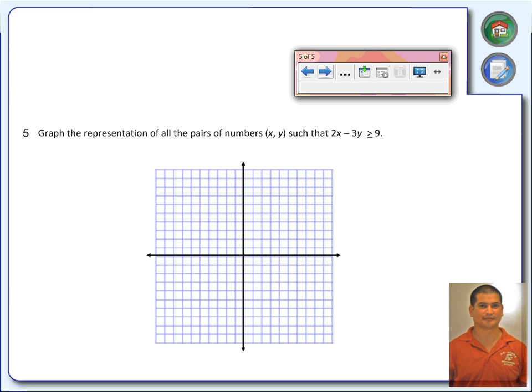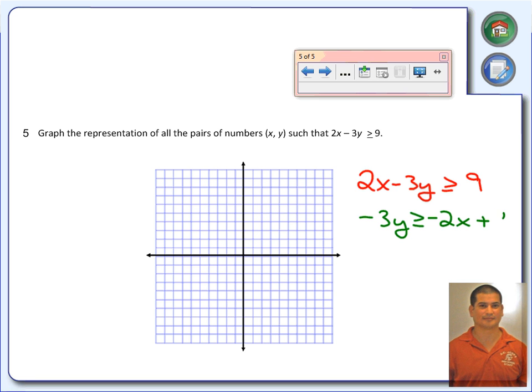Number 5 says, graph the representation of all pairs of numbers x, y such that 2x minus 3y is greater than or equal to 9. We're going to graph that. Well, before you graph it, you're going to have to take that standard form and convert it into slope-intercept, just like you did on your homework the other night. So the first thing I'm going to do is move the x to the other side. So that gives me negative 2x plus 9. But I'm not done yet. I still got to divide by negative 3.